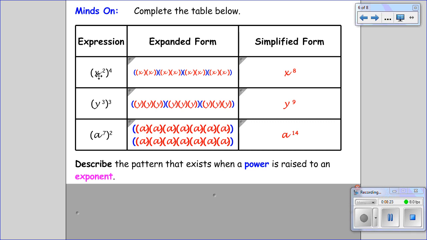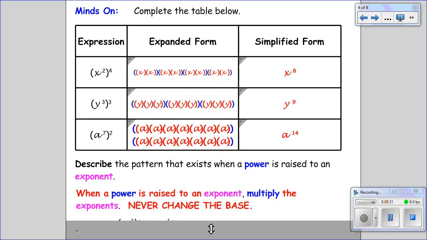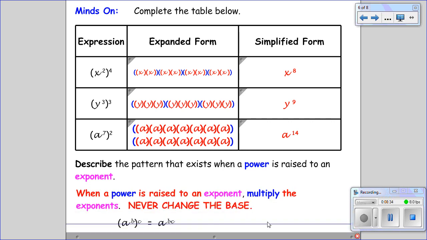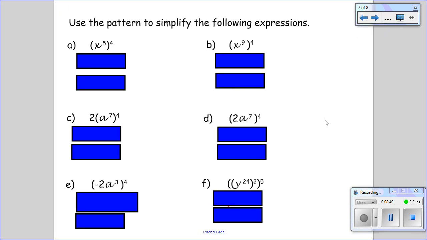And if we look, what's my shortcut? 2 and 4 turns into an 8. 3 and 3 turns into a 9. 7 and 2 turns into a 14. So when we have a power raised to an exponent, we simply multiply the exponents and keep the base. You'll notice that we've kept the base when we multiply powers, divide powers, and have a power of a power.